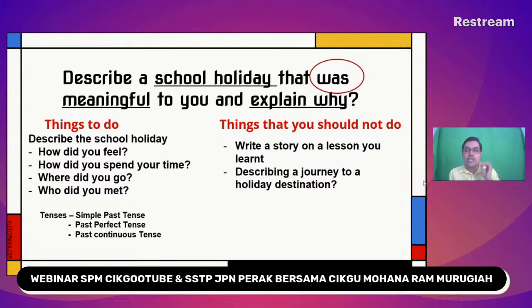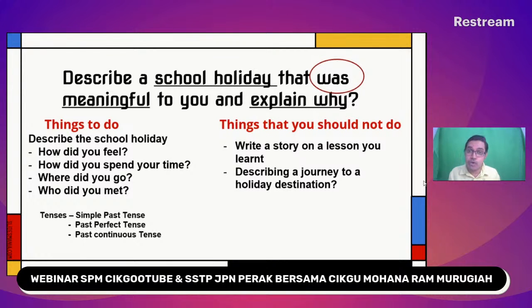Now, you don't need to think of something that is out of this world. A lot of students try to think out of the box but end up writing rubbish. So what you can do is, do not try to make your essay simple, but enrich your essay with a lot of details. So, describe a school holiday that was meaningful.